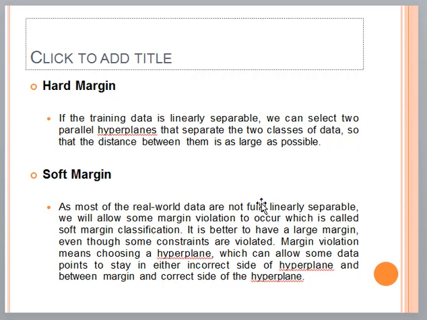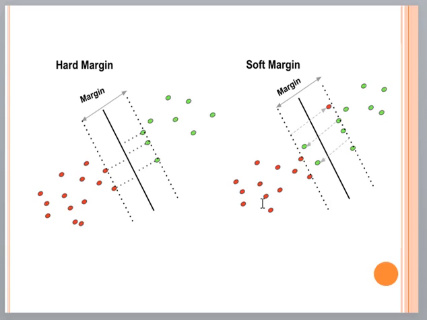In hard margin, we basically separate two sets of data, and we tend to have the distance as large as possible, right? But on the other hand, in soft margin, we may not have this option. So if you see in this figure, in hard margin we tend to have a hyperplane having maximum distance for all data points.